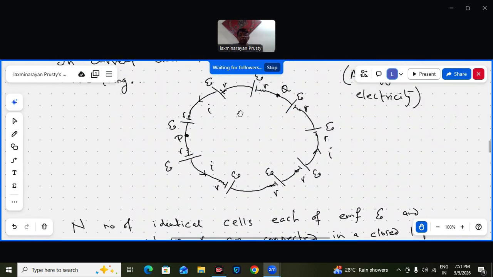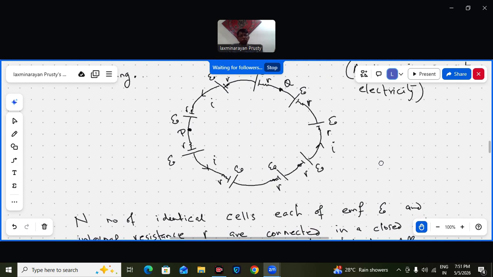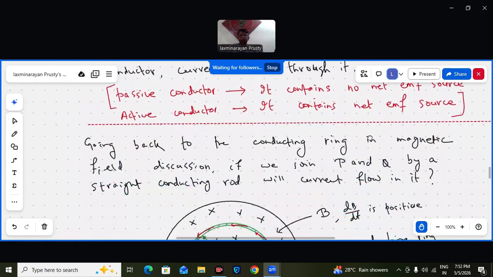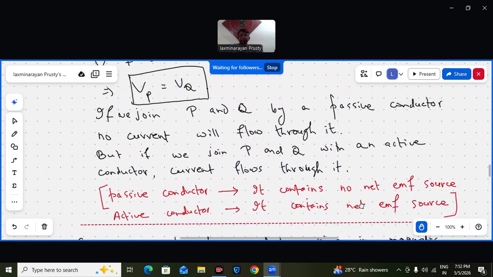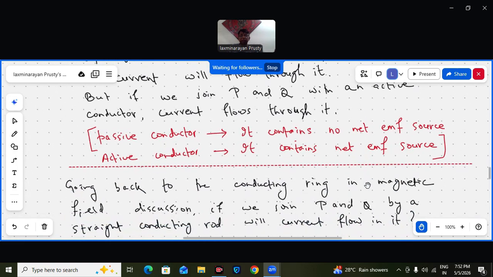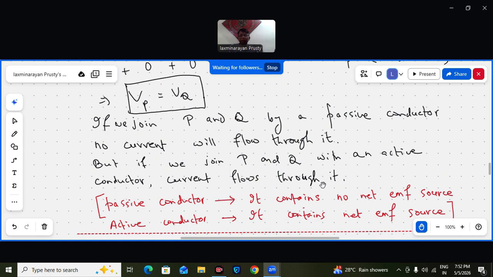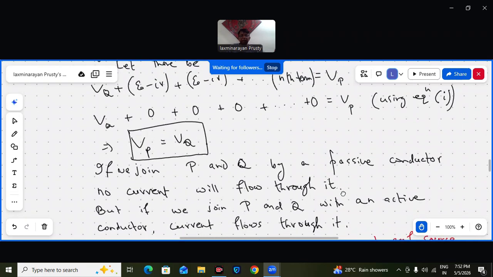But if you join P and Q with an active conductor, what does that mean? If between P and Q I join a battery with wires, it becomes an active conductor. A conductor having an energy source in it, like EMF cells, is an active conductor. So if an active conductor is there, then current can flow through this, and you have to calculate it using Kirchhoff's law. Am I clear or not?